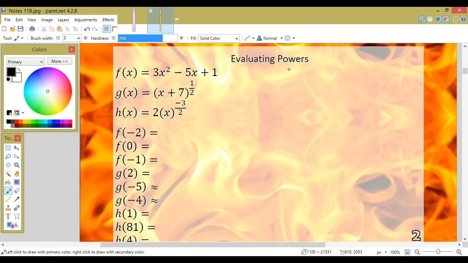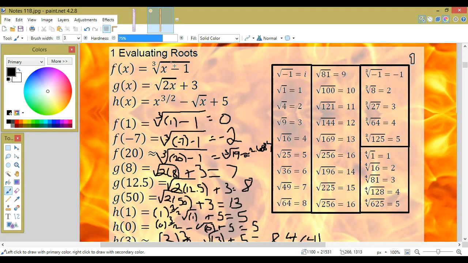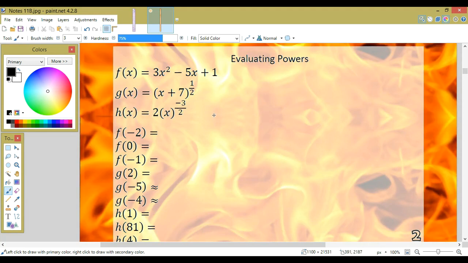Page 2. Evaluating powers. So on page 1, we were evaluating roots. On this page, we're evaluating powers, expressions that have an exponent. So go ahead and write these out and see if you can figure them out. Pause the video, start it again when you're ready to check these.